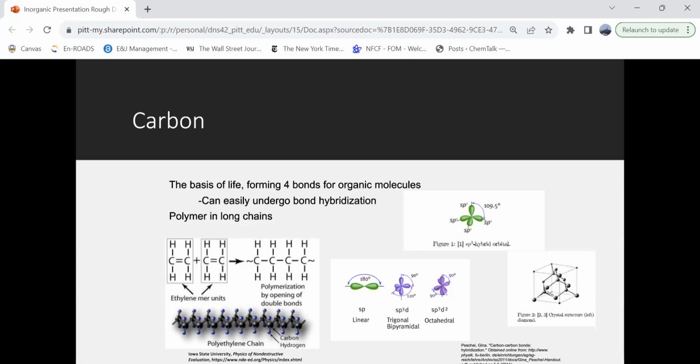And so looking at the element with the lowest atomic number in group 14 is carbon. Carbon is the basis of life. It's known for its abundance and versatility in biological applications. It easily undergoes hybridization and has a very stable bonded structure with 4 bonds.